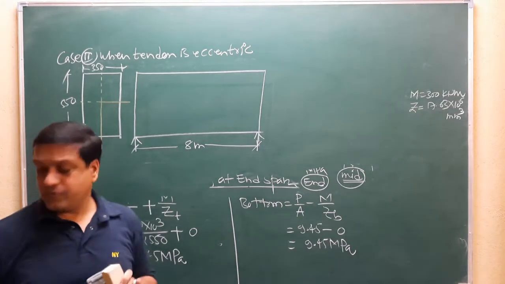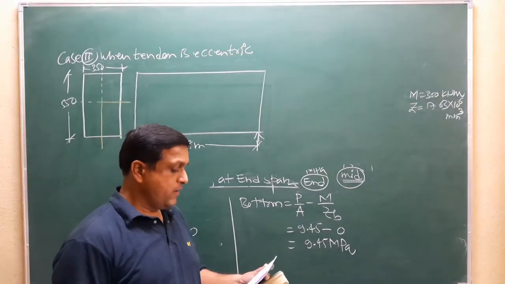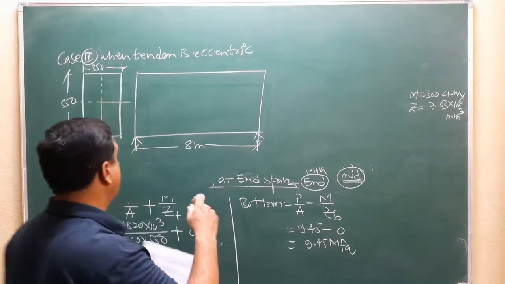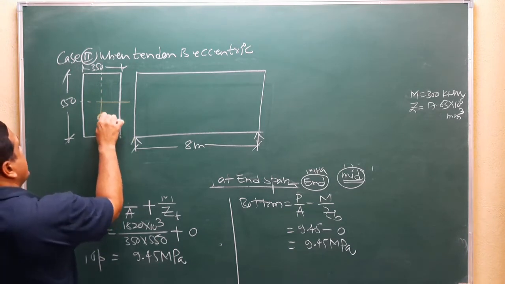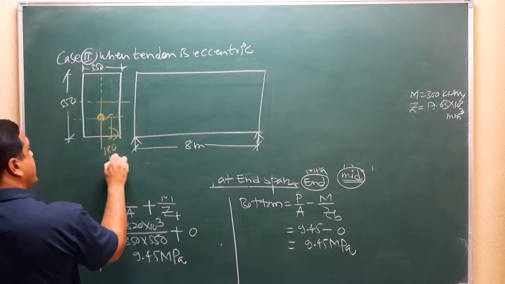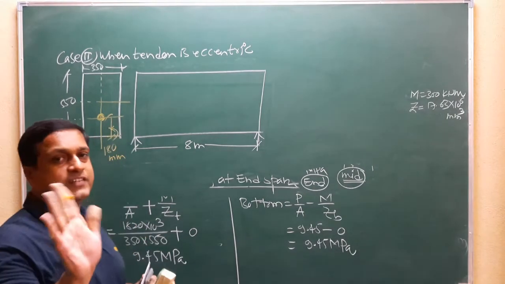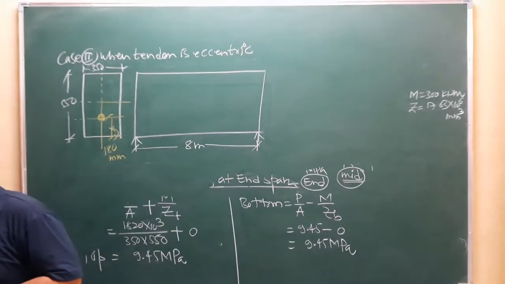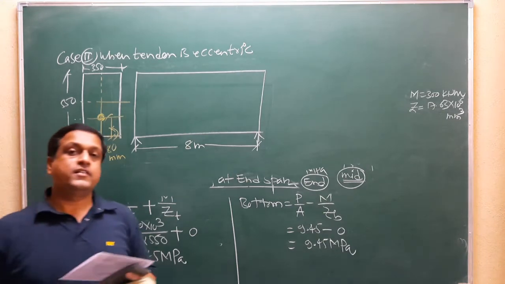Now, in case 2, as per the question paper, the tendon is 180 mm from the bottom fiber. So this is your bottom fiber, and from the bottom fiber the tendon is at this location, exactly 180 mm from bottom. But this is not the eccentricity. This is the bottom distance.